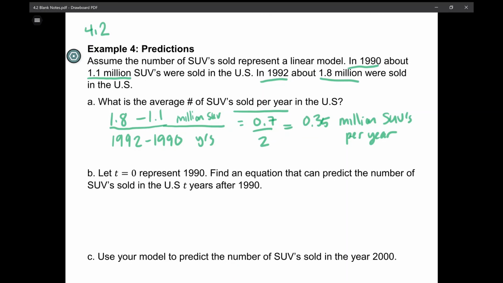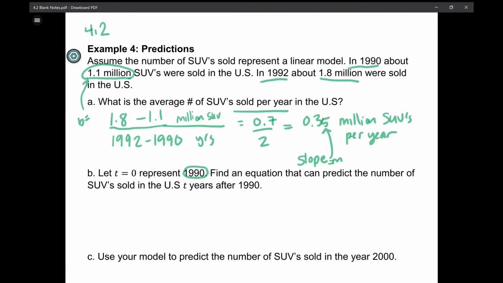All right, so now we're going to let t equals 0 represent 1990. Find an equation that can predict the number of SUVs sold in the U.S. t years after 1990. Well, if we already have our slope, right? We know that an average rate of change is our slope, so we already have our slope. And our y-intercept is telling us it's 1990. Well, in 1990, it was 1.1 million SUVs, so we have our b value. We have our m value from our slope and our b value from the problem. So we can write an equation right now.